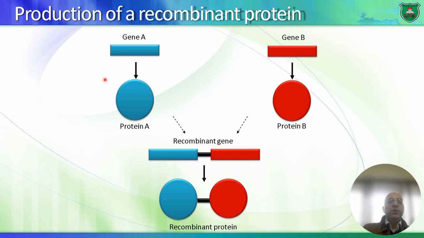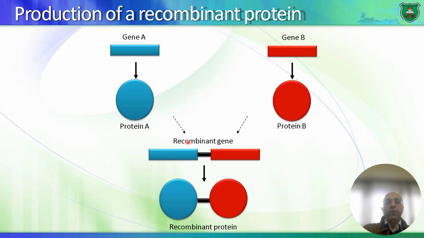And what we do is that, for example, we take gene A, gene B. Now gene A will produce protein A, gene B will produce protein B. We can put them together as one gene. So, for example, we delete the stop codon right here, and we put the genes together so that when the protein is synthesized, synthesis of the protein does not stop here at the stop codon. So the synthesis of the polypeptide continues.